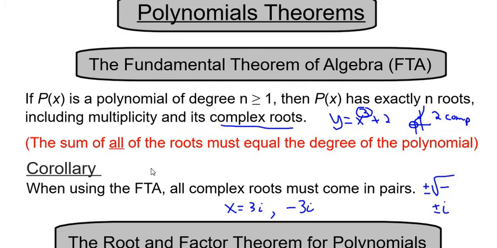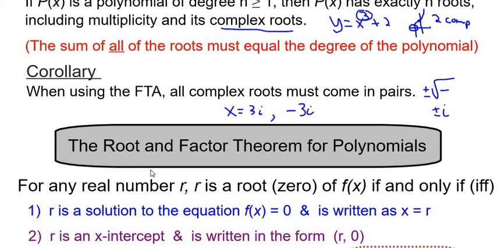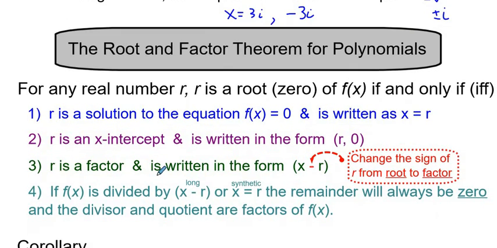All right, so if I take a look at the next theorem, traditionally these are actually 2 separate ones. I put them together. And basically it's a theorem about roots and factors within polynomials. So for any real number r, r is a root of a polynomial f of x if and only if the following 4 things are true. So the first thing is r is a solution to the equation f of x equals 0. And that's basically just the definition.